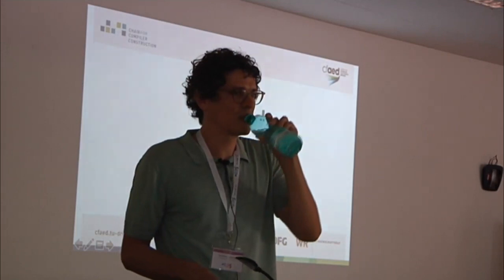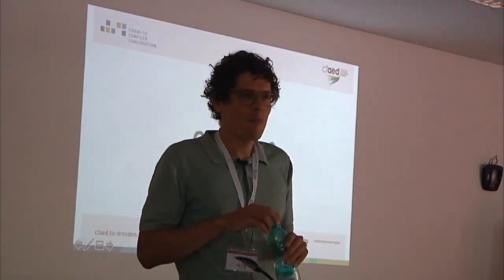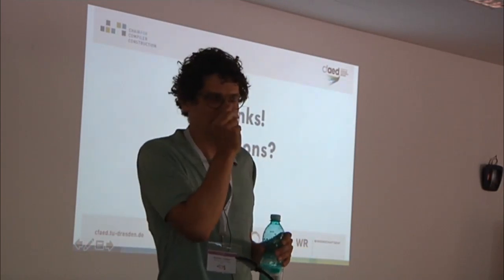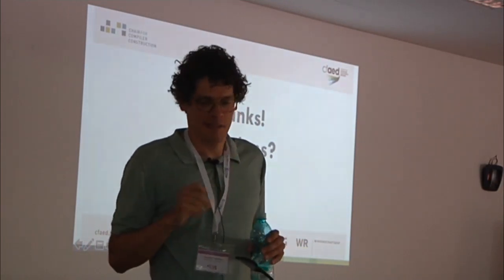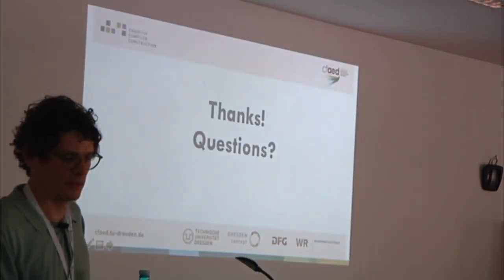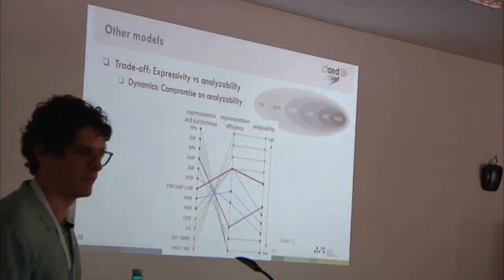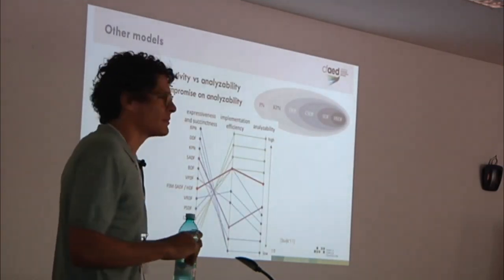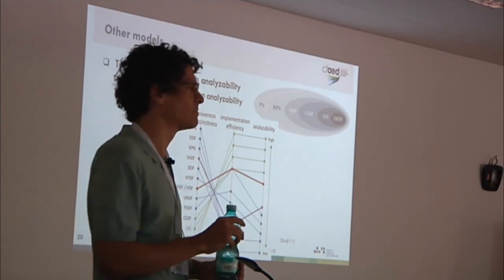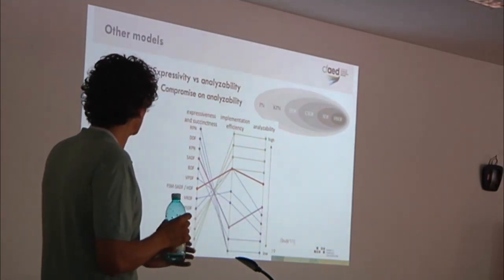I have three questions, but they are kind of spread, so let's go one by one. The first one is, you had a graph comparing the different models of computation and their analyzability and so on. Is this comparison a matter of fact? I mean, can you really say that and it will remain so, or is it dependent on the techniques we know nowadays about how to analyze them? The same thing about implementation efficiency?